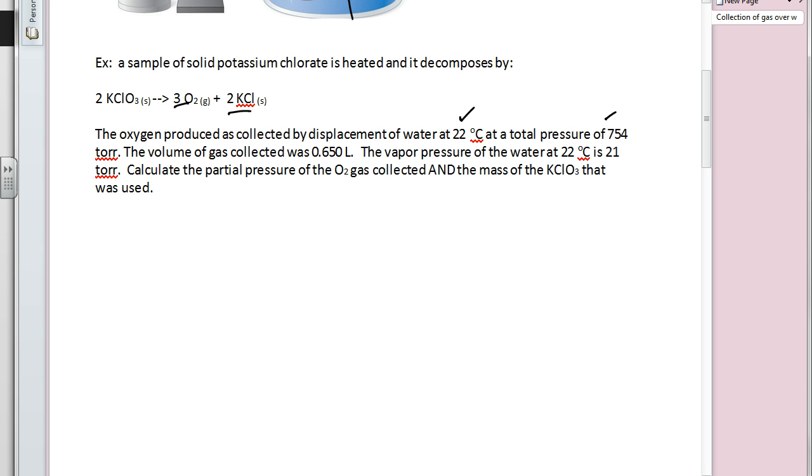We have 0.650 liters, or 650 milliliters, of oxygen collected. The vapor pressure of the water at 22 degrees Celsius is 21 torr. That's going to come into play here in a minute.